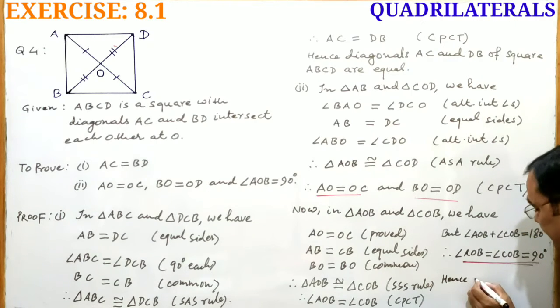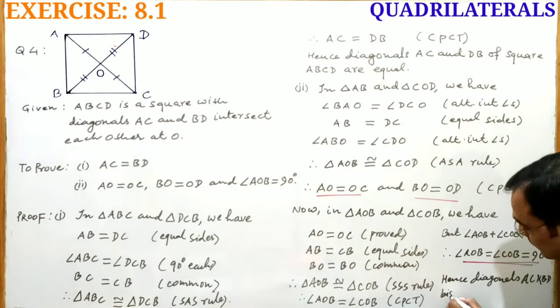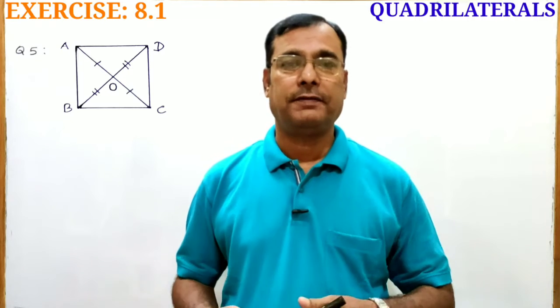Hence, diagonals AC and BD bisect each other at a right angle. Hence proved. Question number 5.